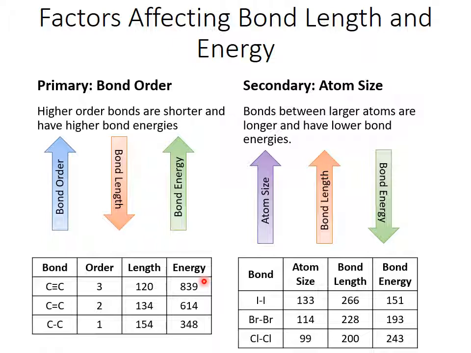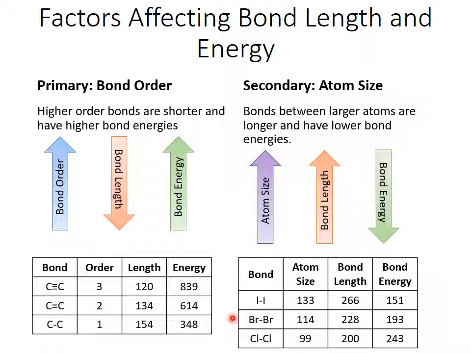The secondary effect is from atom size. It also affects these factors, but not quite as strongly as bond order does. Bonds between larger atoms are longer and have lower bond energies. Again, imagine trying to tether together a couple of squirrels versus a couple of elephants. As atom size increases, you will see bond length increase and you will see bond energy decrease.